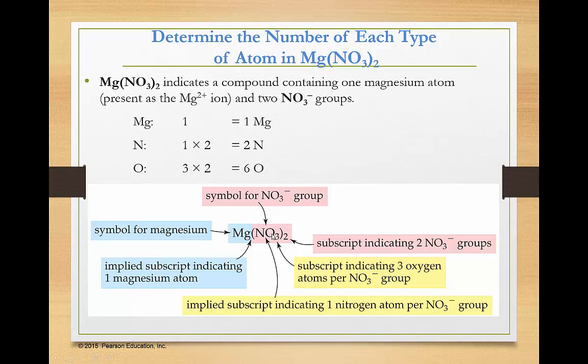Now I do the same thing for oxygen. Here's the symbol for oxygen, so I've got that. It has a subscript of 3, which means there are 3 oxygens for every NO3 unit. And then I have a 2 out here, which tells me that I have to multiply through by 2. I have a total of 6 oxygen atoms in that formula. So that's how I'm going to break it down to determine how many atoms I'm dealing with.